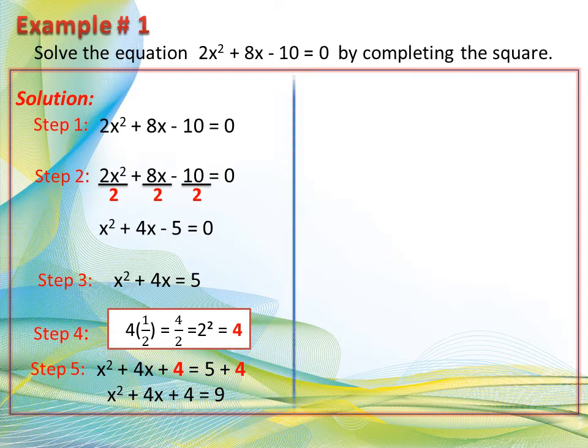Para naman sa step number 6, sabi dito, express perfect square trinomial into the square of a binomial. So, kung papansin natin, si x squared plus 4x plus 4, perfect square trinomial siya. So, gagawin natin siyang square of a binomial. Ipapakita ko na kagad yung square of binomial niyan. So, ito na kagad. Paano ba natin nakuha to? Paano natin nakuha si the square of x plus 2?